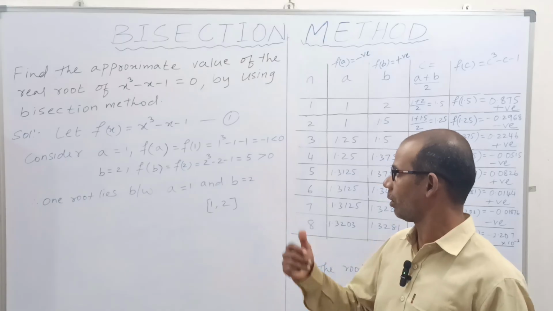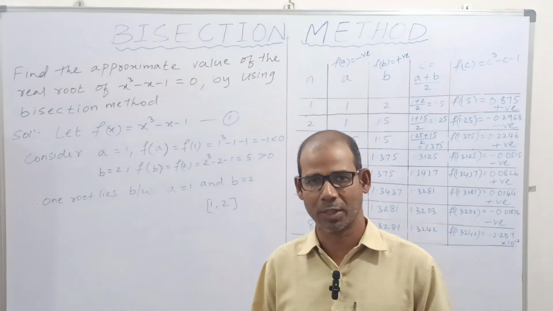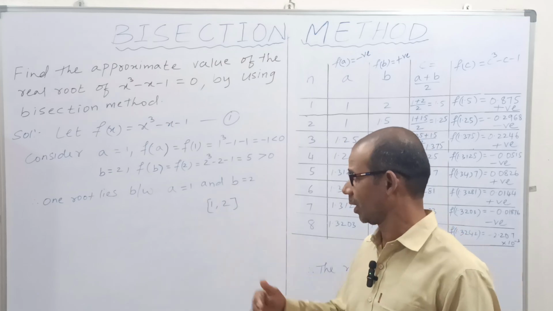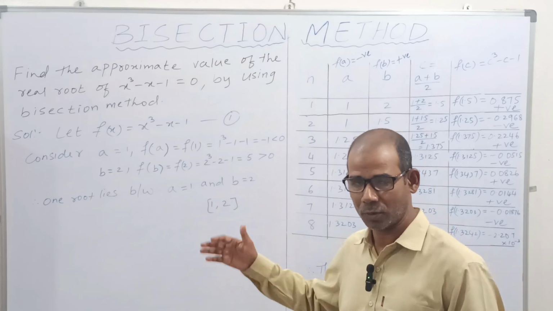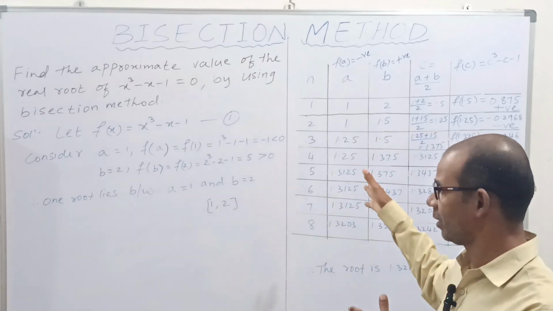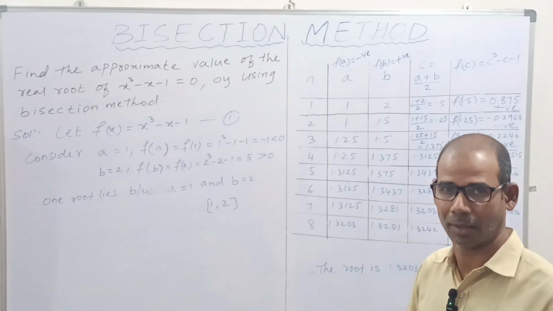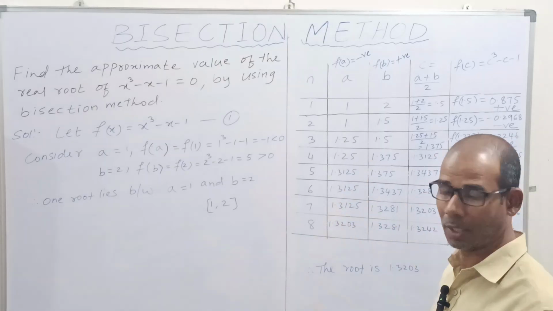So we have solved two problems using the bisection method. The first one was a little bit different, but this one uses the table, and I think this is easy to understand and do.